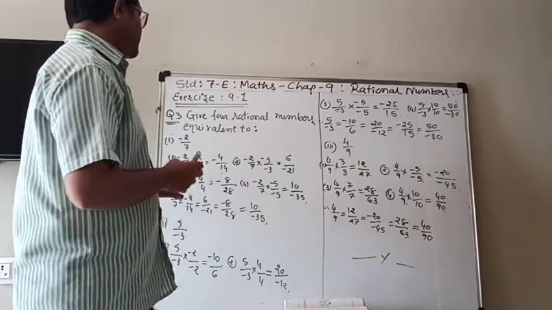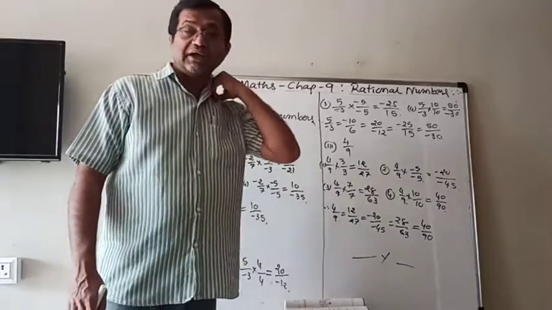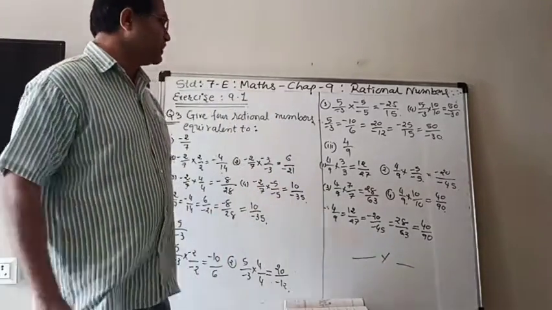So that's the way you find the rational numbers which are equivalent to given rational numbers.